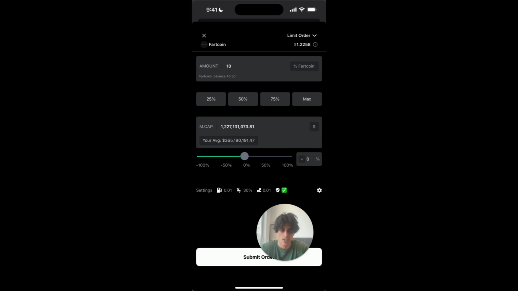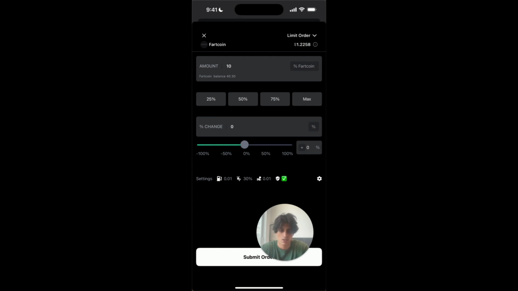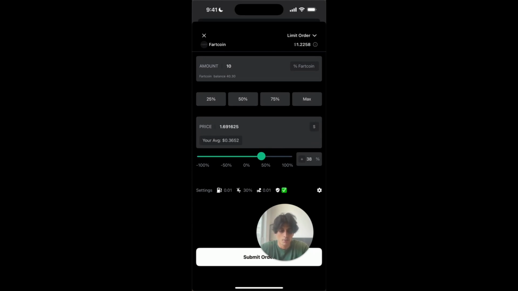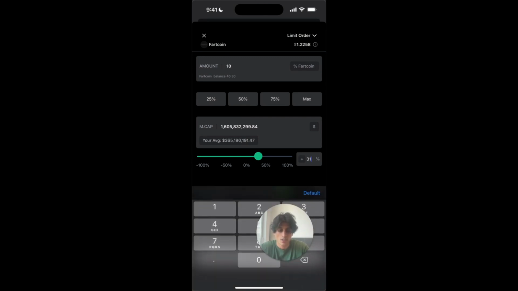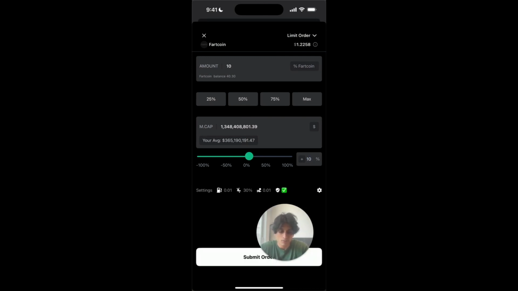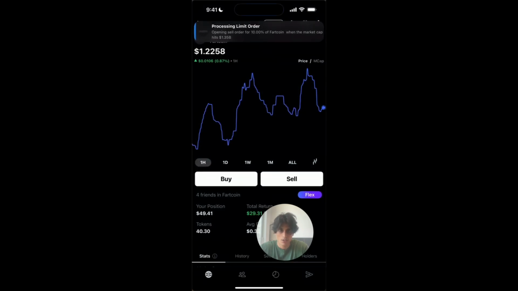And then here, this next section where it says market cap, you can adjust this if you want to say percent change. So I want to sell 10% when it's up 30%. I can do it by price. I can do it by market cap. Again, I like to think in terms of market cap. So I'm going to do it in terms of market cap, and I can just drag the slider here. So I'm going to sell 10% when this is up 10%. And I'll click submit order. And the order is there.